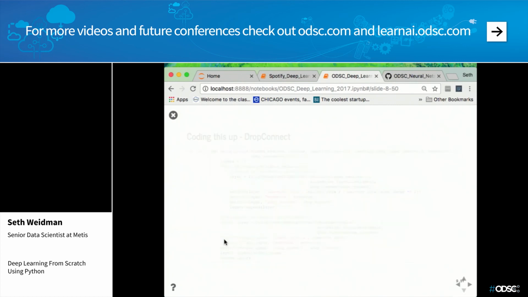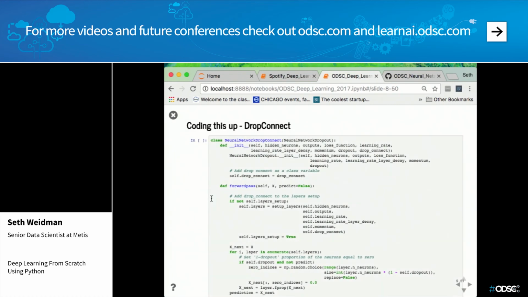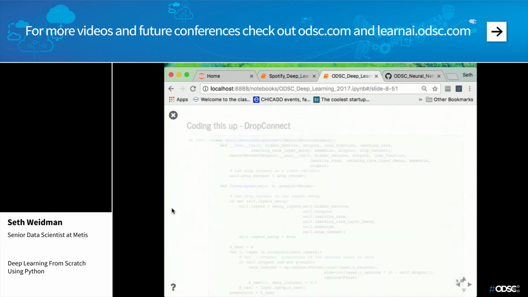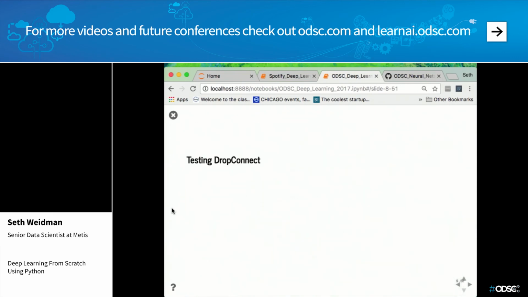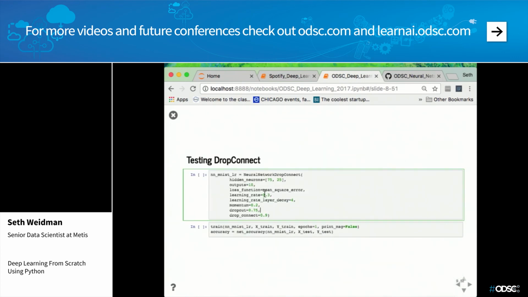And what do you have to do? You have to apply Drop Connect to each layer to get this to work. And in the forward pass, you just have to make sure that you don't apply Drop Connect when you're predicting. That's really all that's doing. And you can test that out there.